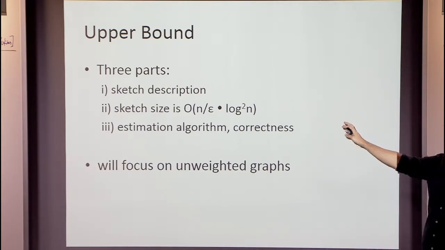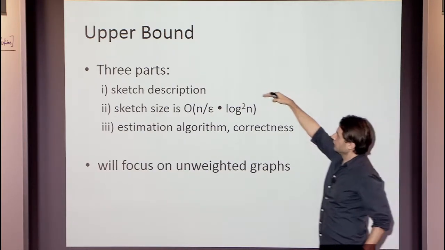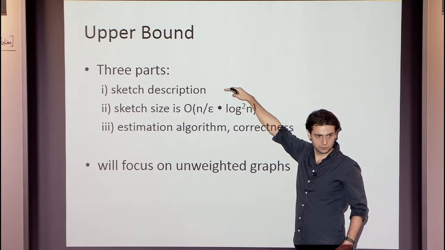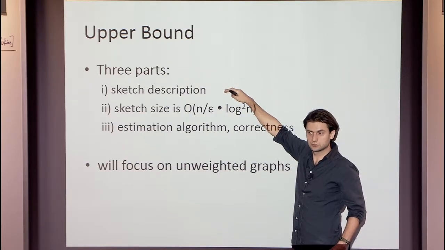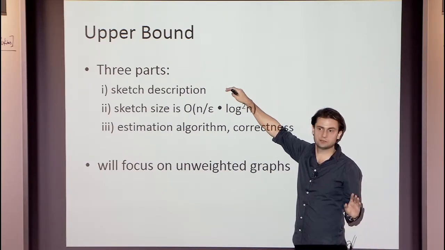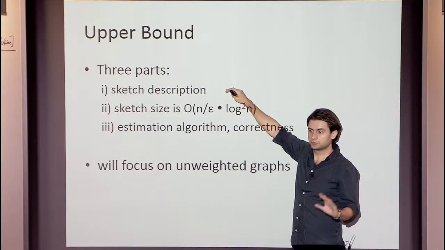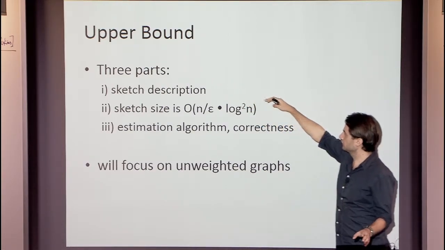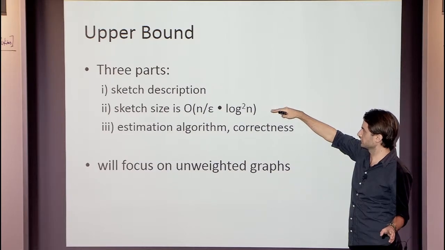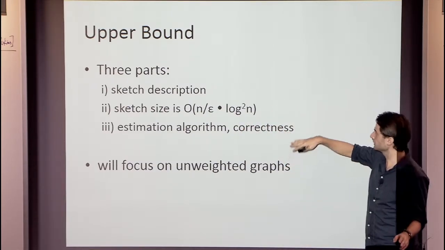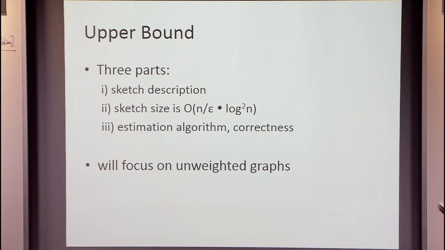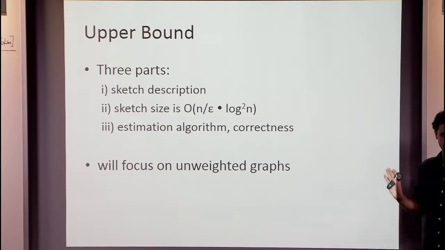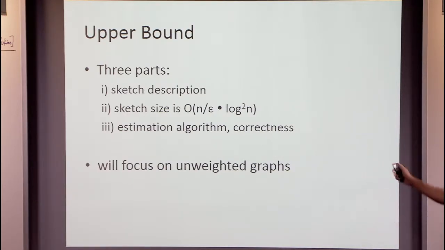The description of the construction is composed of 3 parts. I will describe the sketch, basically how we construct it. The sketch will actually look like a sample of a graph, more or less. It will still sample edges, but in a slightly different way, plus a little bit more information. I'll show that the sketch size is what we claim it to be. In particular, this polylog is log squared. And then I'll show how to use the sketch to estimate the cut values and give an intuition why this works. I'll focus on unweighted graphs, but the extension is simple, especially now that we have a sketch.